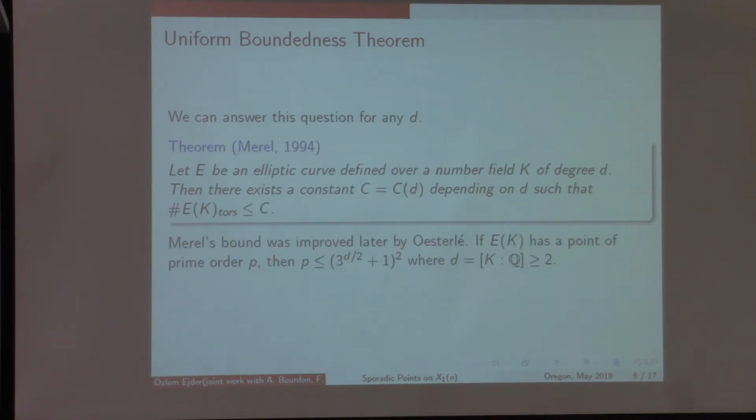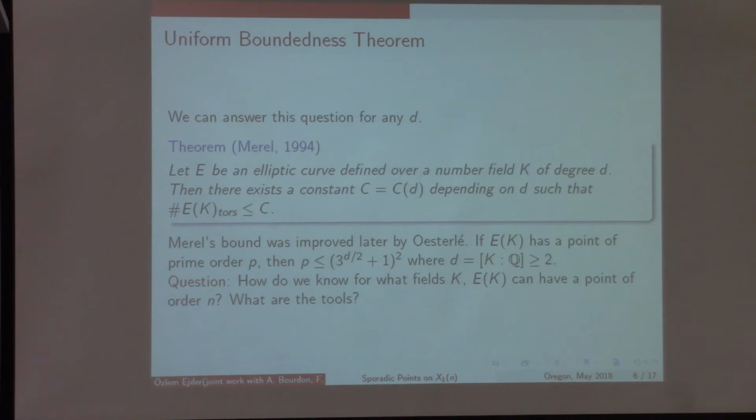We know a better bound now: if I only restrict myself to the points of prime order p, then p is less than or equal to this number when d is not 1. But this is still not very small. So perhaps this is why people are still trying to classify, for certain degrees, what kind of groups we can get. But I will suggest a better question in this talk than that.